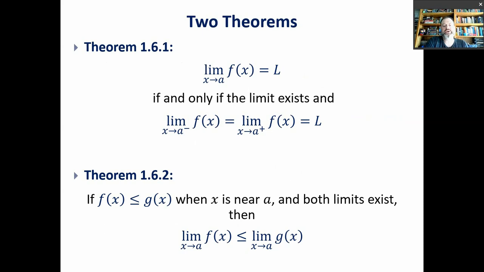So we have two theorems here. I'm not proving either one of these, and we're going to combine these two theorems together to make another theorem on the next slide. So what is this saying? This is saying that if this limit exists, then the limits from both sides exist and equal the same number.